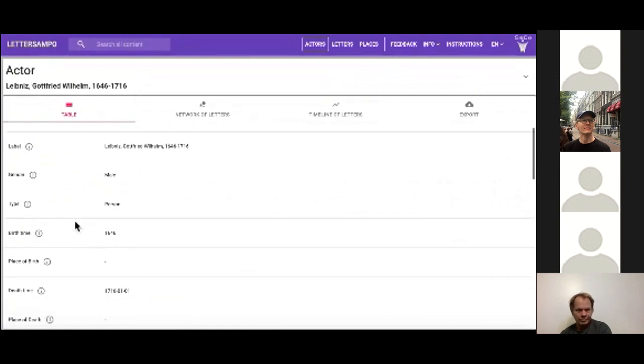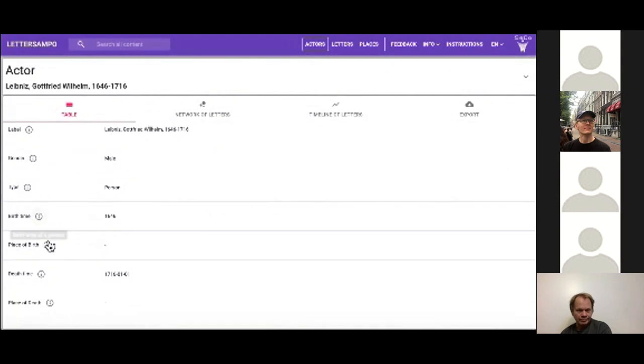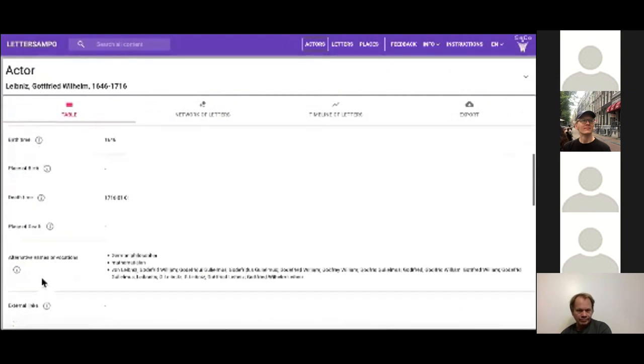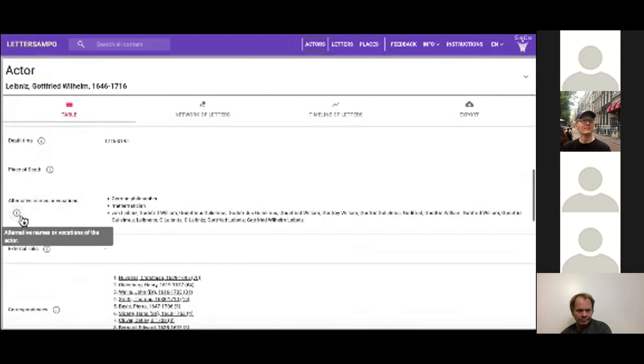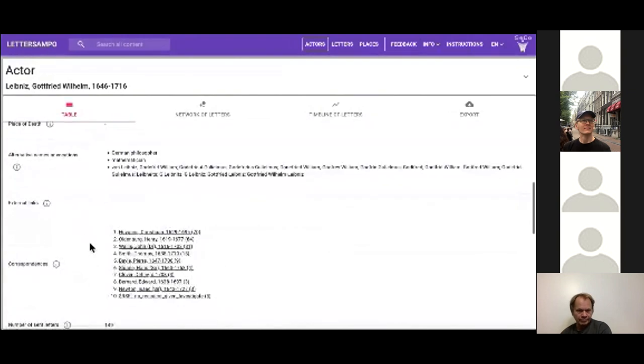In addition to showing his basic biographical information, the page contains fields for his alternative names and vocations. There is a list of all the other actors with whom he has been in contact.